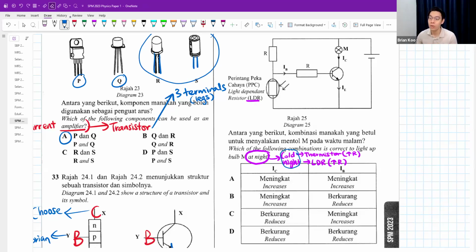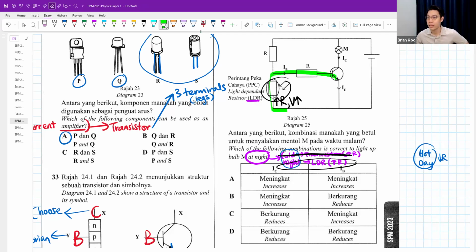Okay, and what is the opposite of cold and night? It's day, and also the opposite of cold is hot, and the opposite of night is day. All this will make the thermistor or the LDR reduce in resistance. Okay, so right now we are not talking about the hot and cold one. We are talking about the nighttime one. And at nighttime resistance here increases. When resistance here increases, the voltage here increases. This is what you call the base circuit, the base voltage. Okay, it means that the base voltage increases.